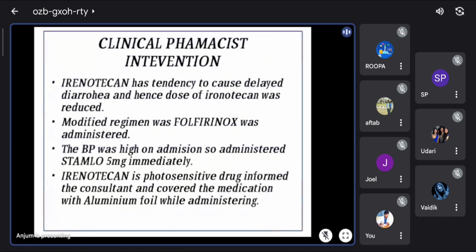Stamlo is amlodipine. For immediate action on the BP, if the patient doesn't want IV, they want oral medication. For hypertensive urgencies, in IV we usually prefer labetalol, but for oral we prefer a CCB with an ARB. As the patient had already taken an ARB, that is telmisartan, we gave him amlodipine, a calcium channel blocker, 5 mg, a start dose. You know what is a start dose?